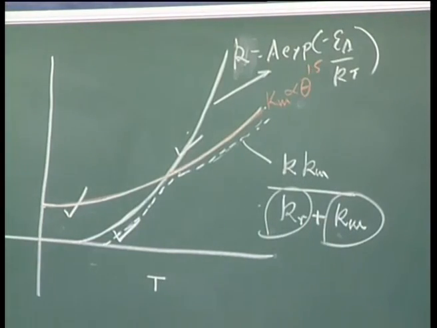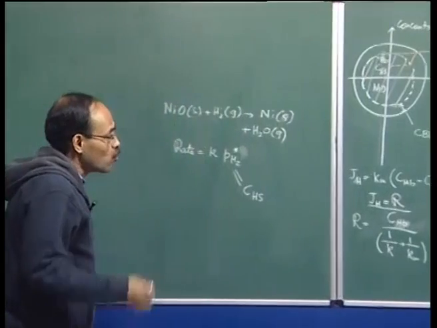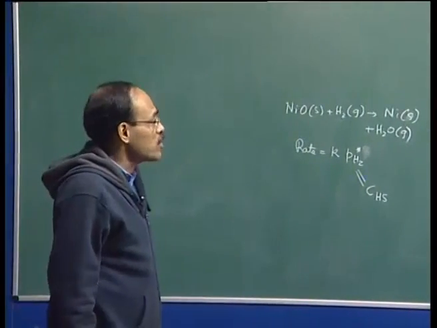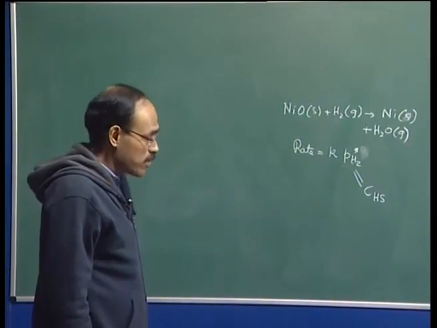So, therefore, due to chemical reaction and due to mass transport, looking at the value of Km and Kr, we should be able to conclude whether mass transport is rate limiting or chemical reaction is rate limiting.